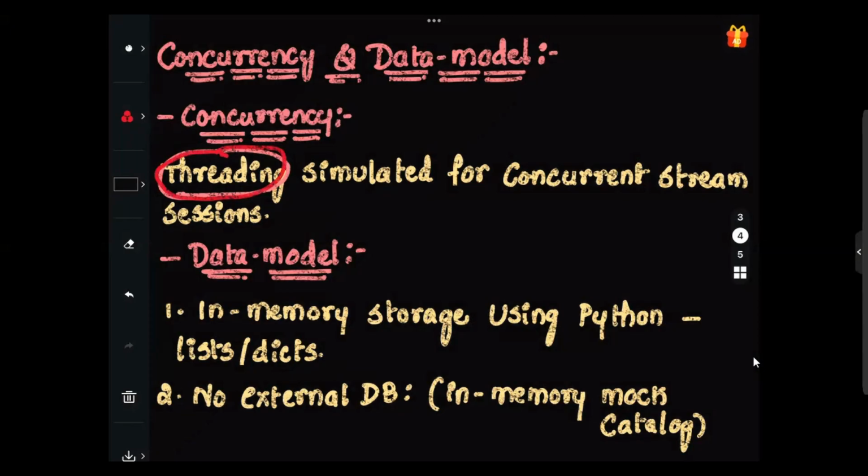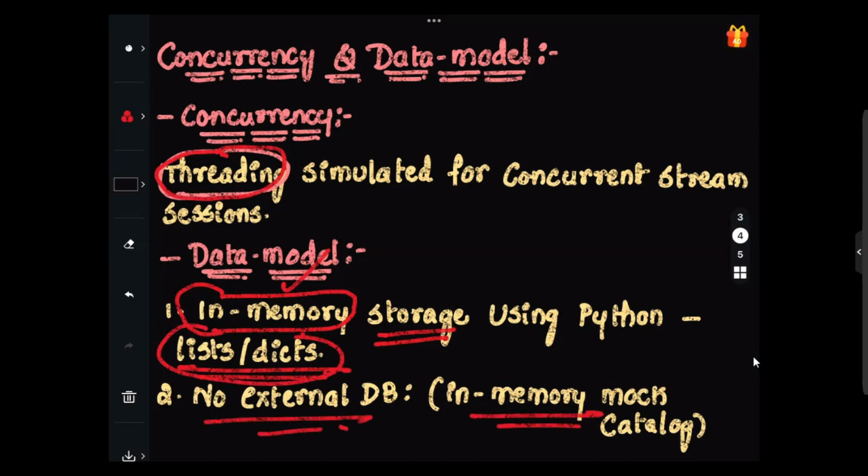So this is fine. For the data model, we will be going with the in-memory storage. We are asked not to go with an external database, so we don't have to worry about it. We can just discuss what we can extend the code with. For now, as we are just going with a single file CLI demo, we can just go with in-memory storage using Python lists or dicts. This is fine. No external DB. So we'll be dealing with an in-memory mock catalog. So this is fine, I believe.